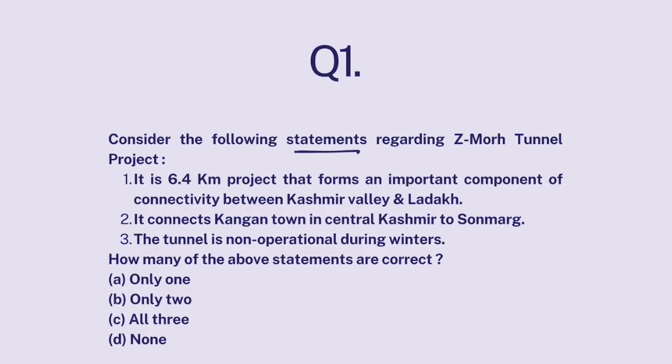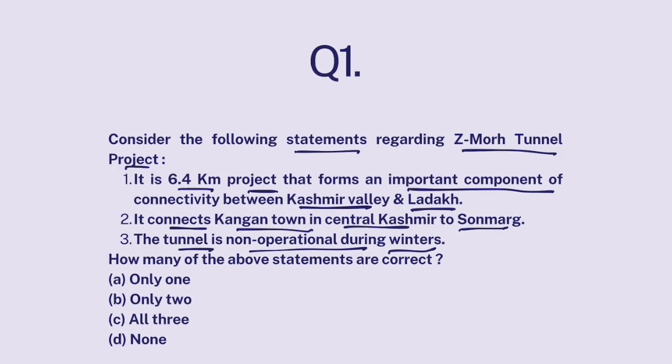Consider the following statements regarding the Z-Mode Tunnel project. It is a 6.4-kilometer project that forms an important component of connectivity between Kashmir Valley and Ladakh. It connects Kangan town in central Kashmir to Sonmarg. The tunnel is non-operational during winters. How many of the above statements are correct?